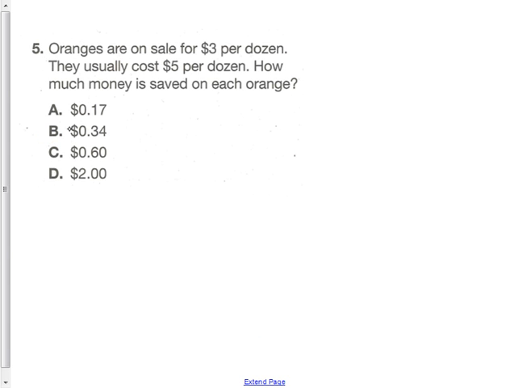Okay. Oranges are on sale for $3 per dozen. So $3 per dozen, that's 12. They usually cost $5 per dozen. So how much money is saved on each orange? Well, let's figure out how much this is. This is $3 per 12. And if I do 3 divided by 12, that's like a quarter each, so 0.25 each.